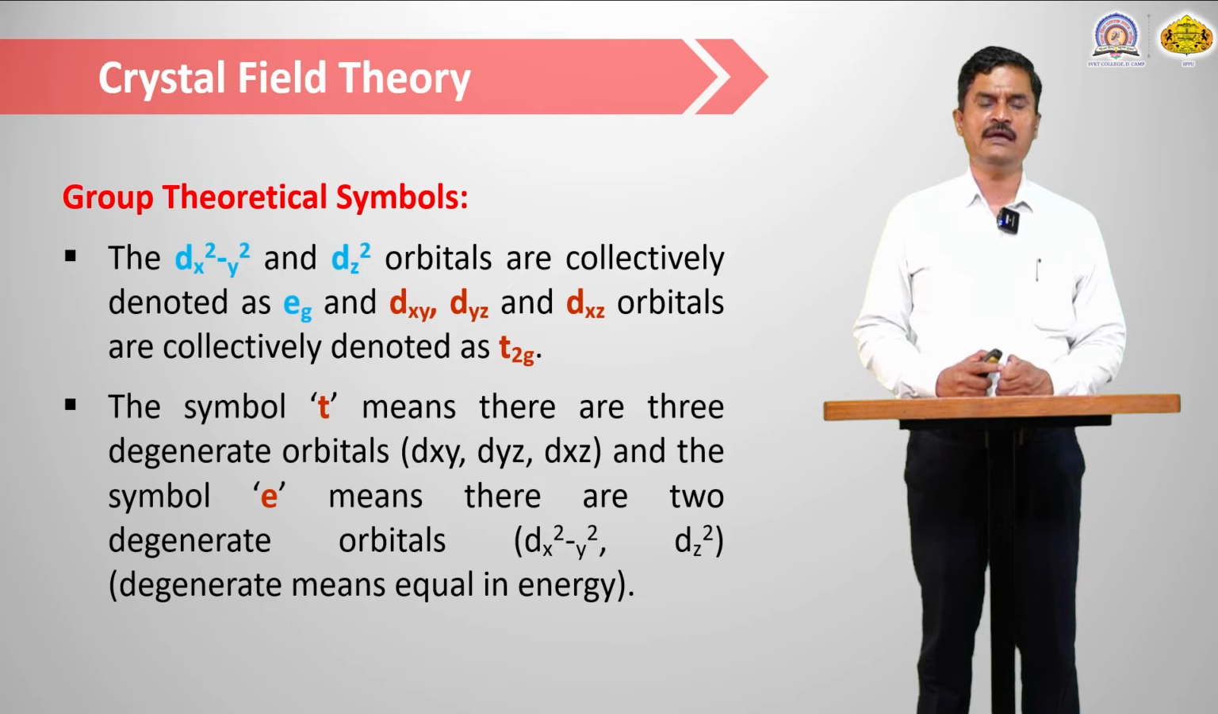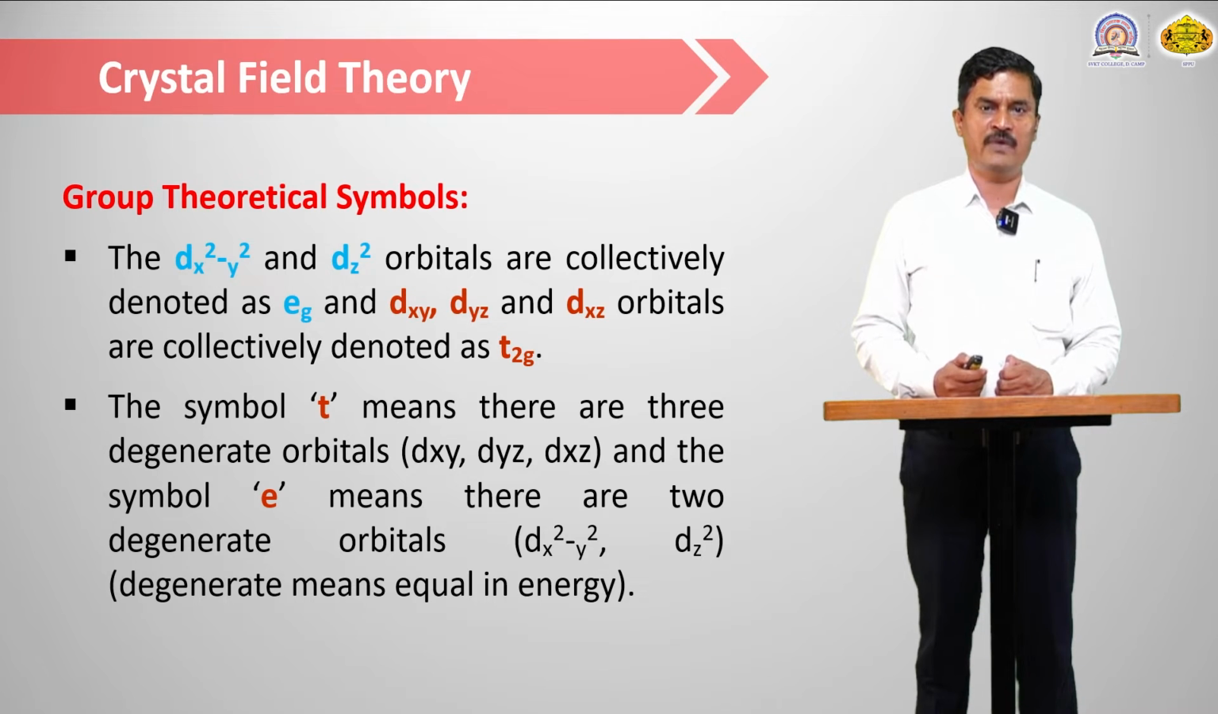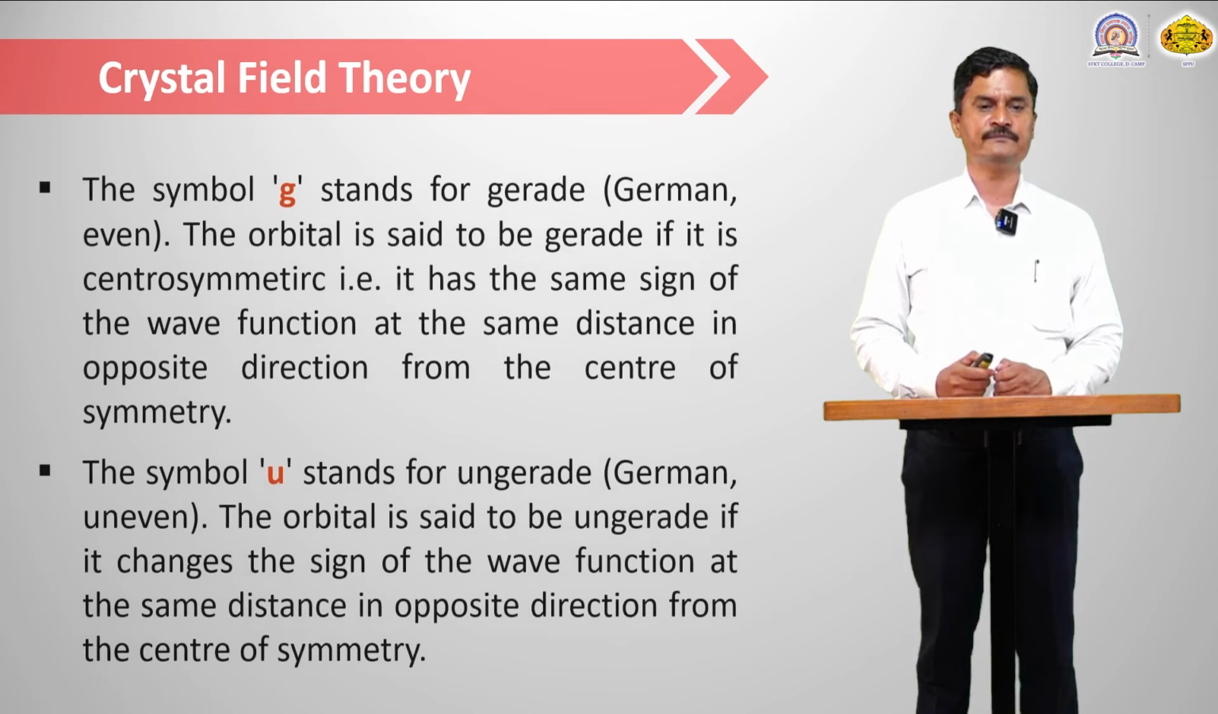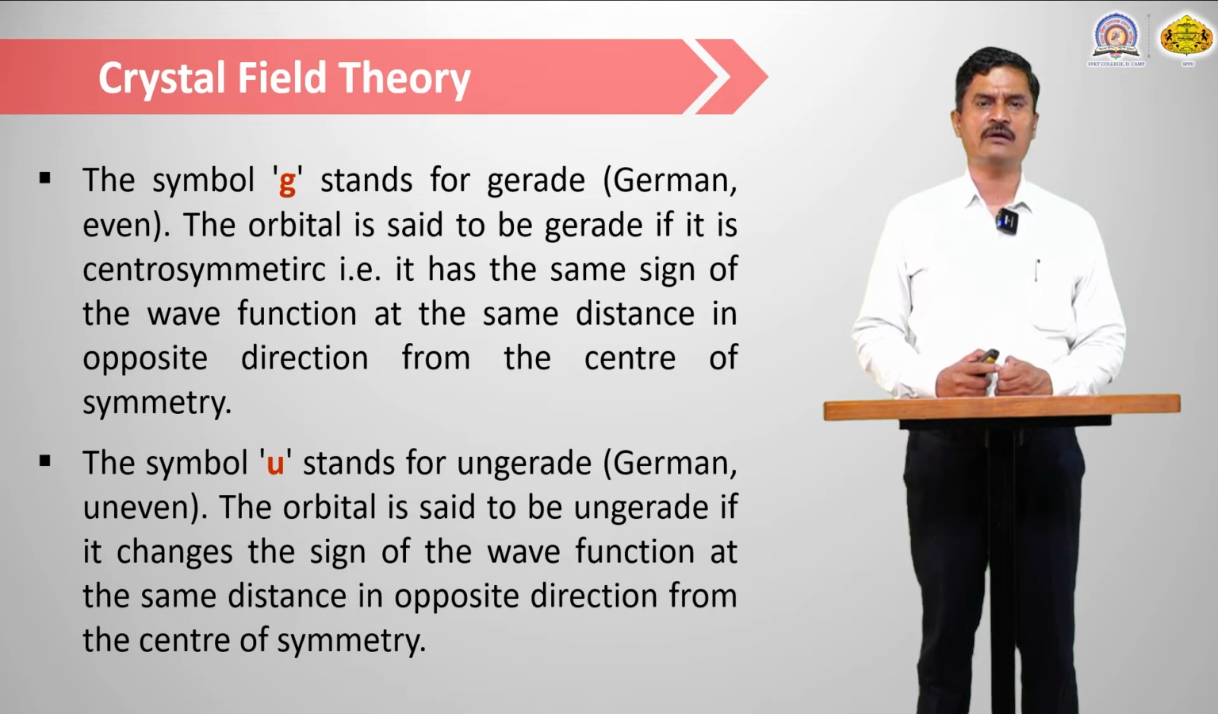So, T indicates three equivalent energy orbitals, or triply degenerate orbitals, and E stands for doubly degenerate orbitals, meaning two orbitals that are equal in energy, dx square minus y square and dz square. That is why they are known as EG orbitals. So, E stands for 2 and T stands for 3, meaning triply degenerate. The symbol G stands for gerade.